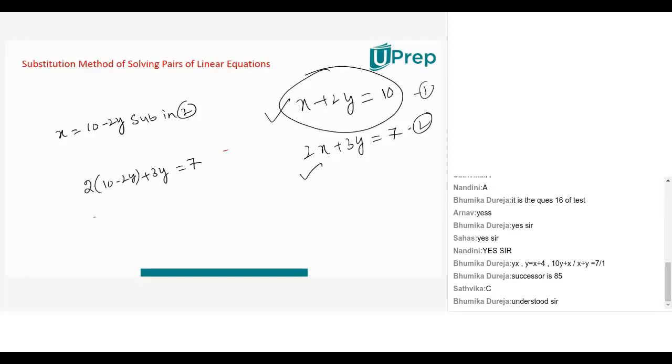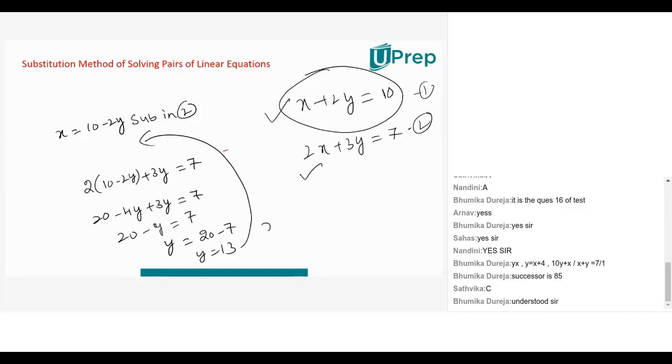So 2 times 10 is 20, 2 times 2y is 4y, plus 3y equal to 7. This is 20 minus 4y plus 3y, which is minus y, equal to 7. Send this y to the other side, it becomes plus y. Send this 7 to the other side, it becomes minus 7. So y equals 13. Now substitute y equals 13 in this equation: x is nothing but 10 minus 2 into 13, which is 10 minus 26. So the value is minus 16.